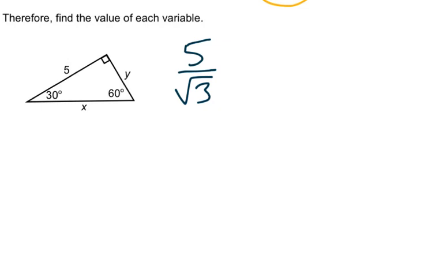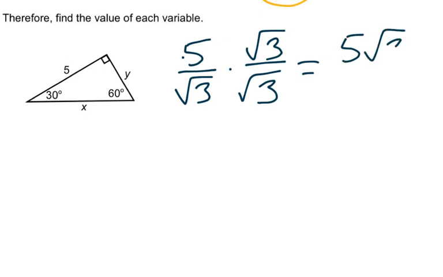And the way we do that is by multiplying it by itself. So multiply by root 3, which you're allowed to do only if you also multiply the top by that value. So here we end up with 5 times root 3, which is 5 root 3. In the bottom we have root 3 times root 3, which is the square root of 9, which is 3. Now here nothing reduces, so that's just our answer. So our short leg is 5 root 3 over 3.